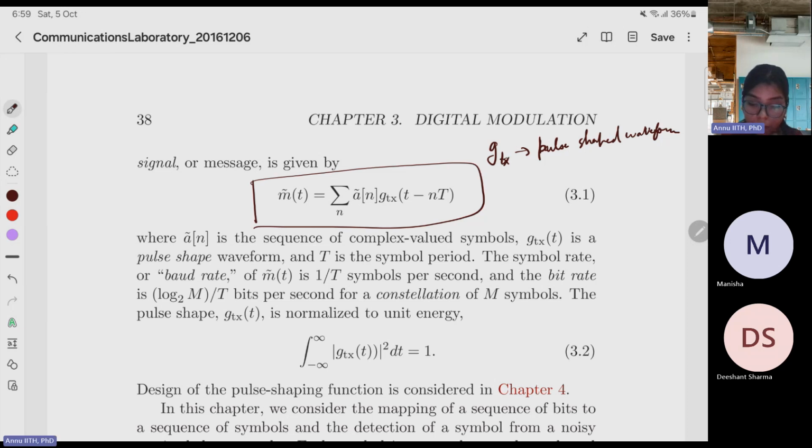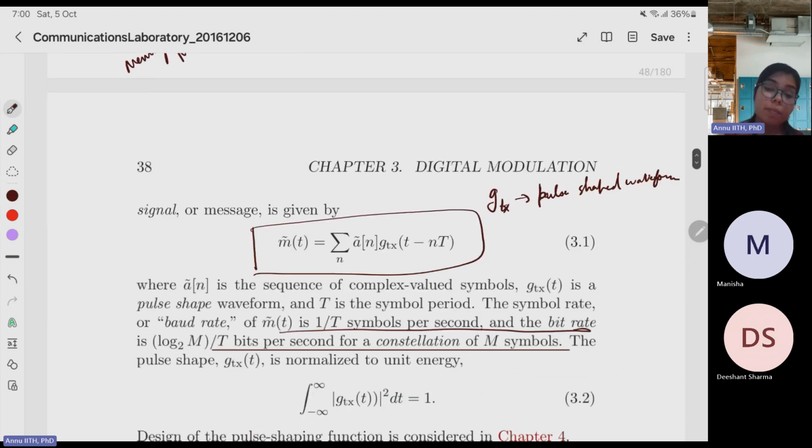And the symbol rate or the baud rate is 1 by T symbols per second. The bit rate is log2 M by T bits per second for a constellation of M symbols. So this is what the complex baseband signal before the modulation is. Once you have the bits, they are converted to symbols. When the symbols are converted to pulse shaped ones, only then can you do the modulation. And this is all about modulation.